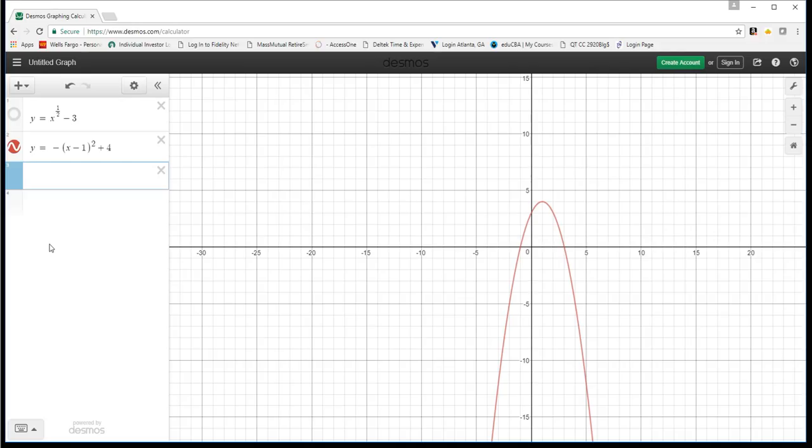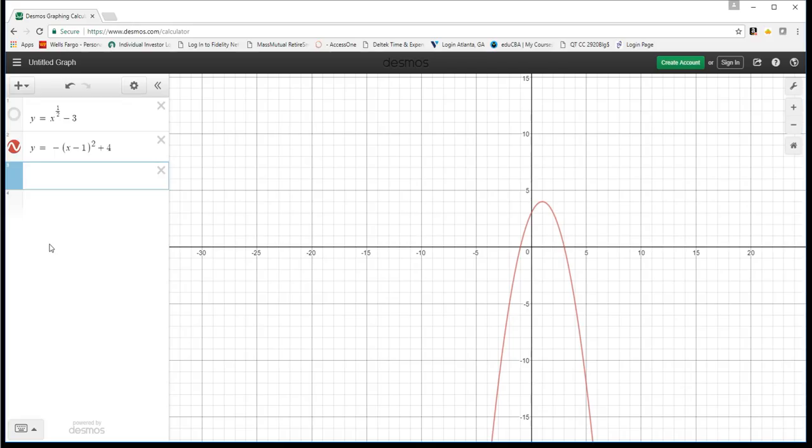So if we were going to evaluate this function when x equals 1, we can do it again in one of two ways. We can just plug 1 in here and say 1 minus 1 is 0. Well, that's easy enough. So y equals 4. Or we can look at the graph and say, okay, here's x at 1. y is equal to 4 when x is 1.